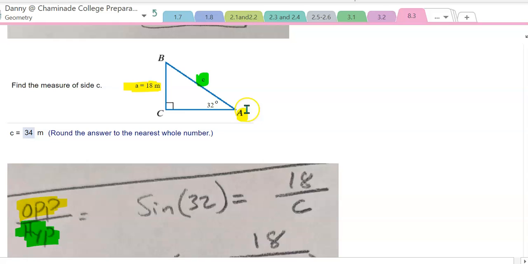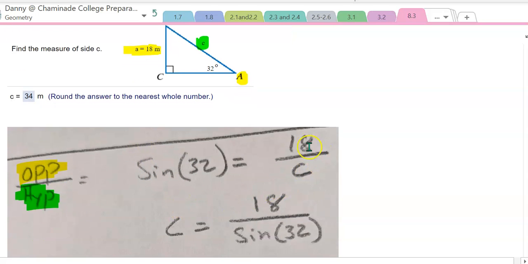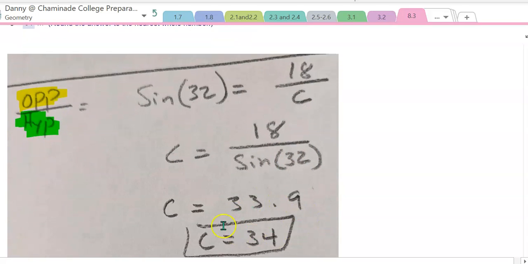Here we have opposite over hypotenuse, so I'm using sine. The big thing here is that we're not multiplying by that 18. Children, even though I'm telling you this, you'll still miss it. You'll just pop in and say, whatever, he doesn't know what he's talking about. I'm just going to multiply 18 by sine of 32 and get my number. Nope, not going to happen. So we need to divide here. So 18 divided by sine of 32 and round appropriately.